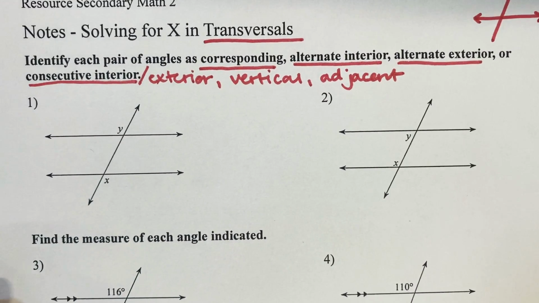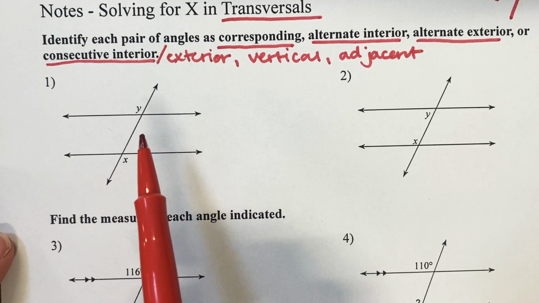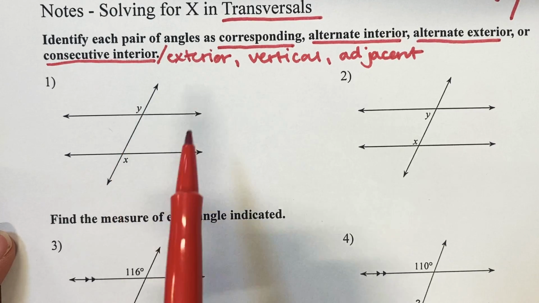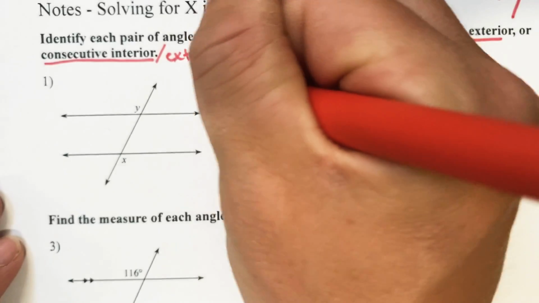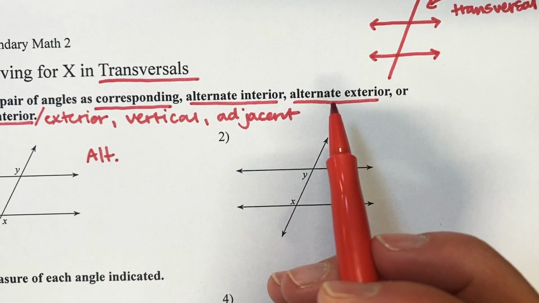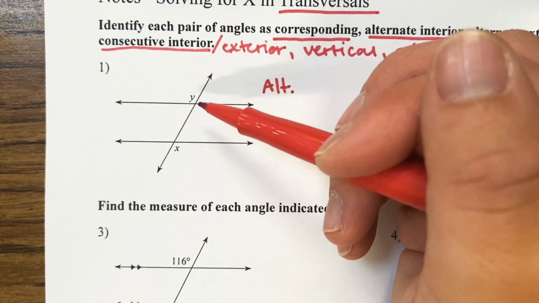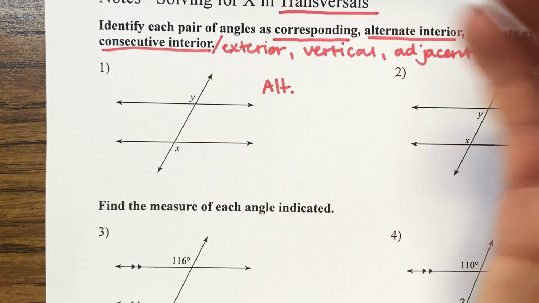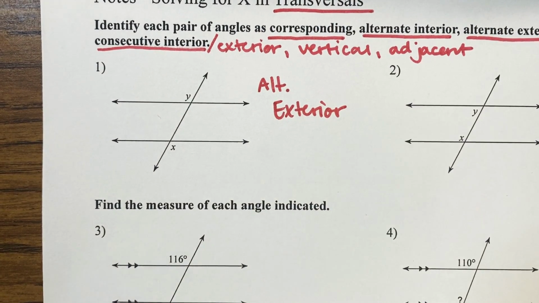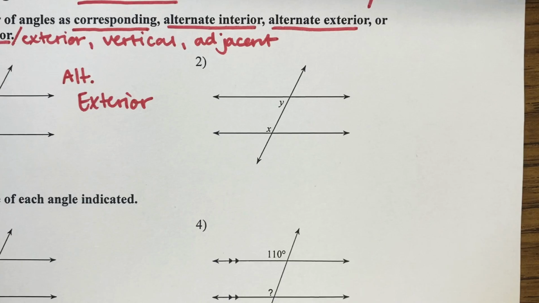Okay, so on numbers 1 and 2, it's simply asking us to identify the relationship. So let's look at number 1. First thing I see is that x is on the right side of my transversal and y is on the left. So that tells me alternate because they're on different sides of the transversal. Well, we either have alternate interior or alternate exterior. So then we ask ourselves, are they on the outside of our parallel lines or the inside? Well, we see that they're on the outside, so that tells us alternate exterior. And that's it.